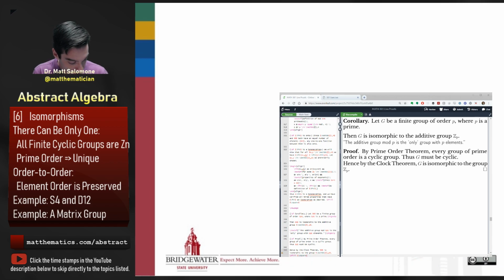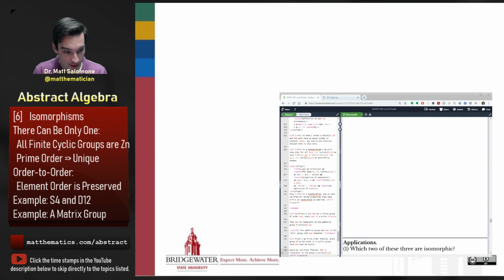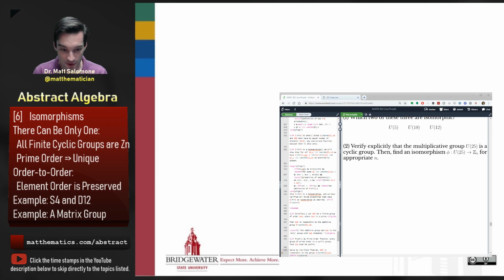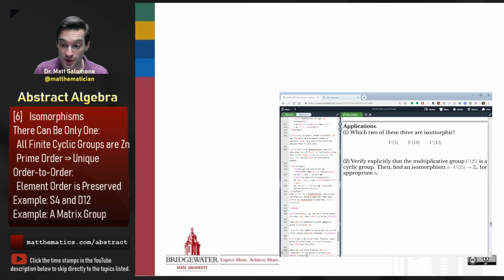So what's the next bit that I want to get to? We did the prime order implies unique part. Now I want to look at a couple of applications. One of these came from a homework problem, and the other one is just one that I selected that's going to give us another opportunity to think about the multiplicative groups, the U_n, multiplicative groups of integers mod n. So I'm going to talk about both of these problems simultaneously.